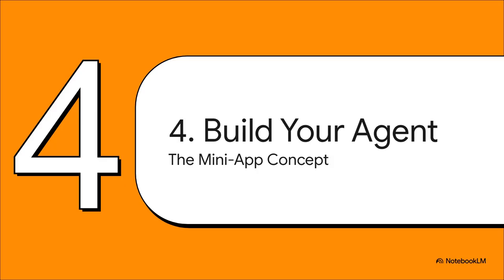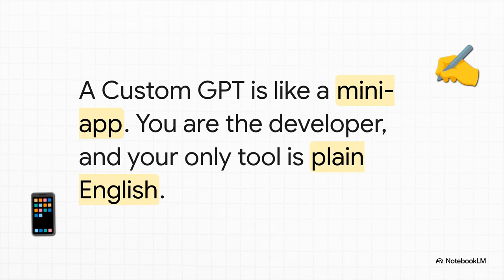All right, so we've got the pieces, we know how to program an AI's personality, and we know how to give it a memory. Now we get to the fun part, putting it all together to build your very own AI agent. This is probably the best way to think about a custom GPT. It's like a mini app for the AI world. You know how you tap an icon on your phone to open an app that does one specific thing? That's what this is. And you are the developer. Your code? It's just English.